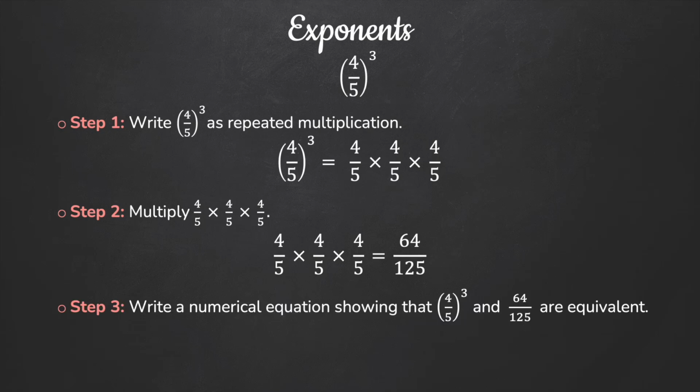Finally, we're going to write a numerical equation showing that 4 over 5 cubed and 64 over 125 are equivalent.